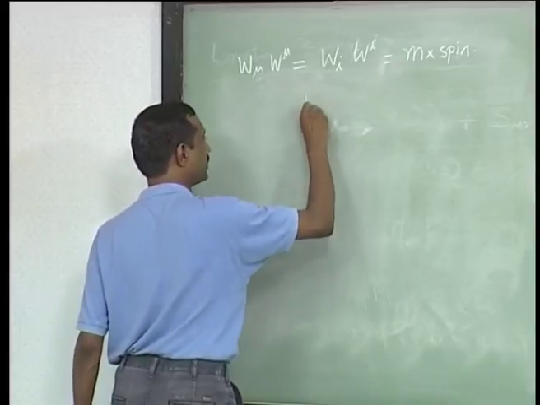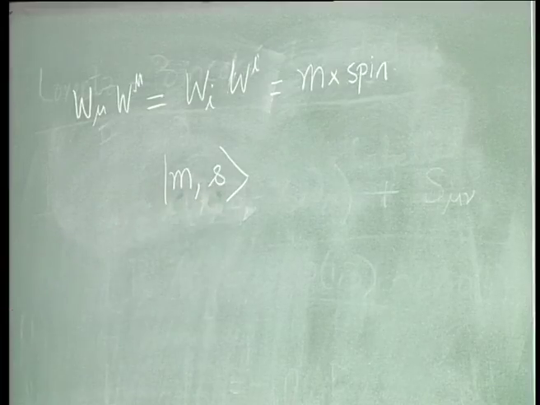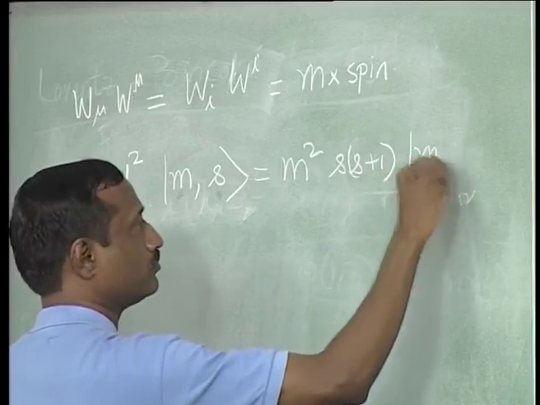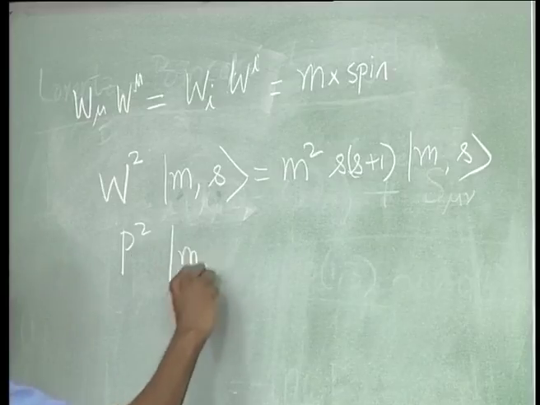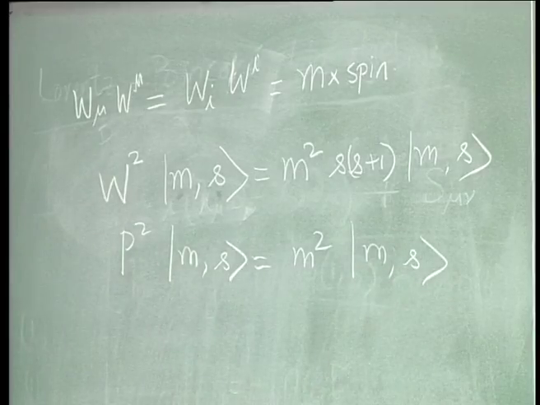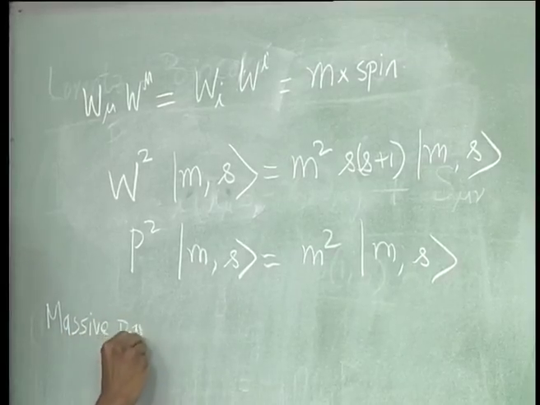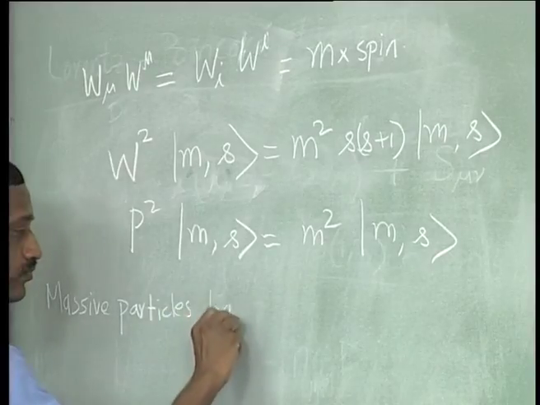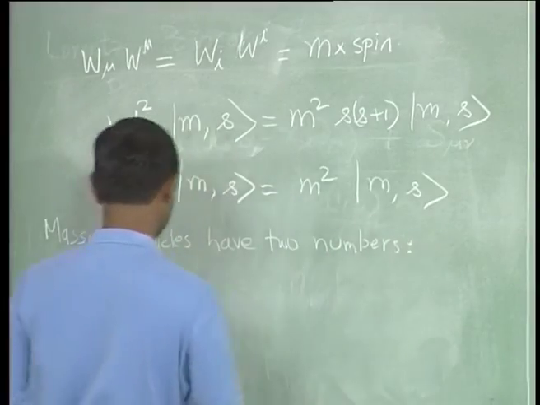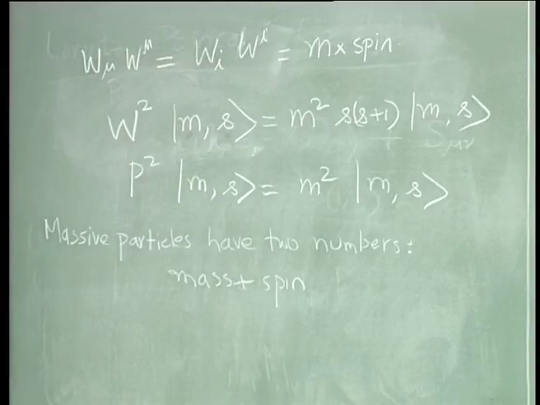In other words, if you give me any state, any particle will have two numbers, one we will call m, the other we will call spin, and this is just W square equal to m square S into S plus 1, of course P square is m square. Okay. So, this implies that massive particles have two attributes, two natural numbers if you wish, two numbers associated with them. One is mass and the other is spin. Is this clear?